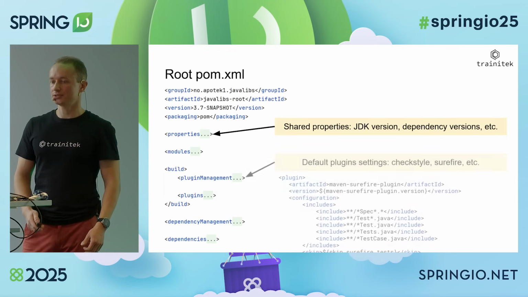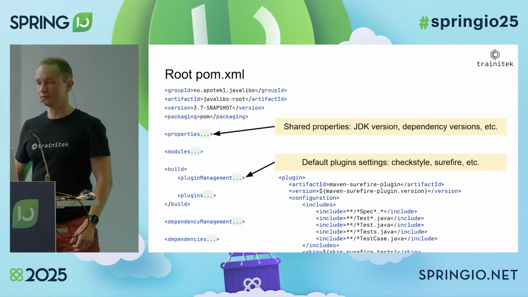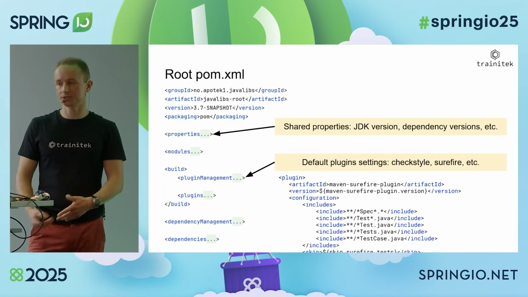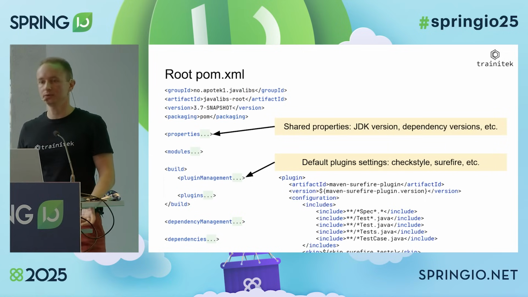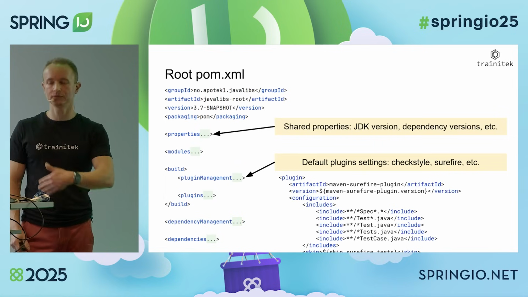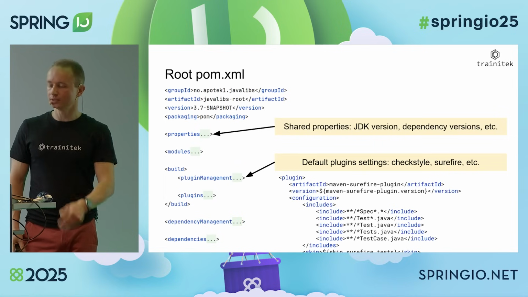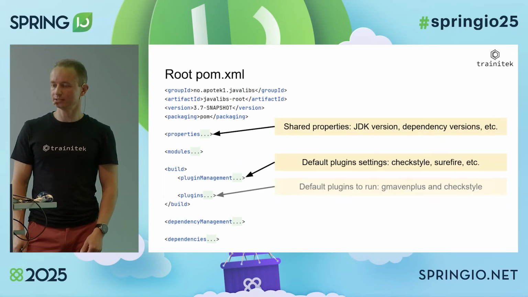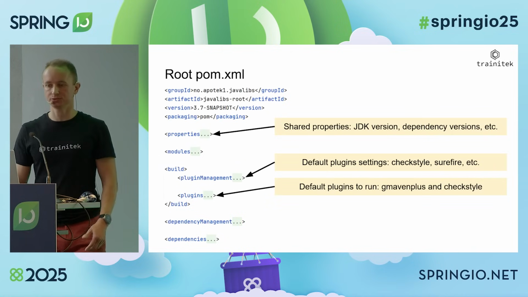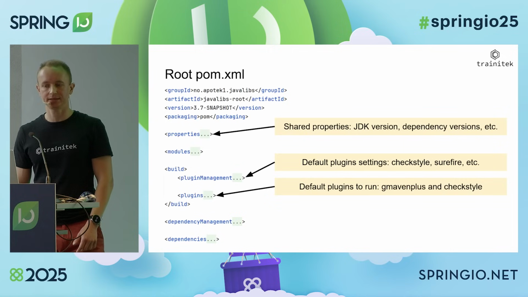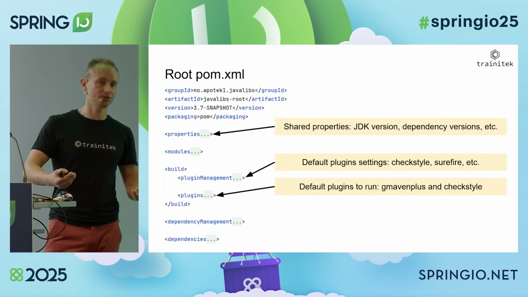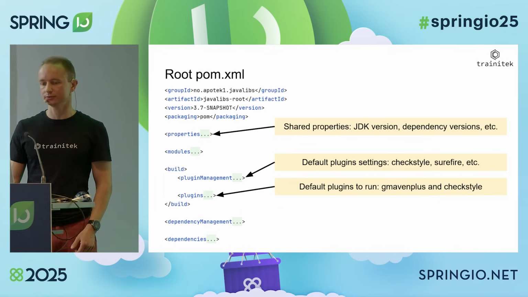The next one is plugin management, where we define default configurations for plugins. In our case, we use Spock, so we just define that. Every module, when we build it, all the spec files will be processed. Plugins, like default plugins to run. As we use Spock, we need GMavenPlus just for Groovy compilation, and Checkstyle. So it was our choice. Those plugins will be run by default.